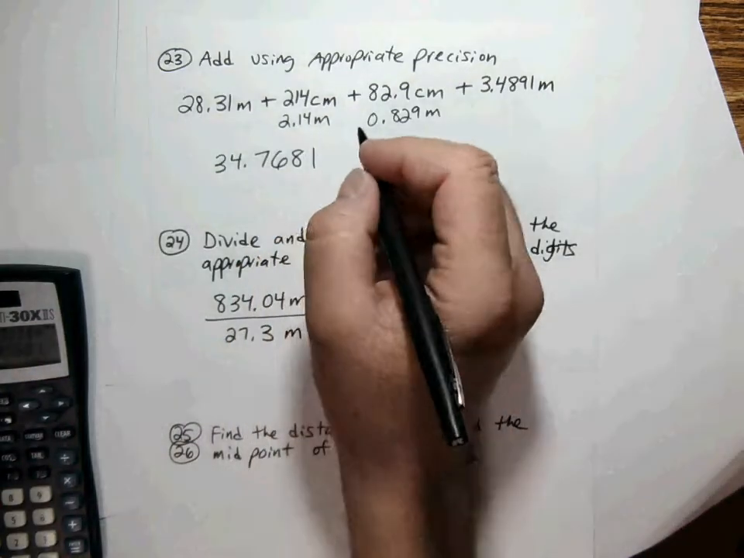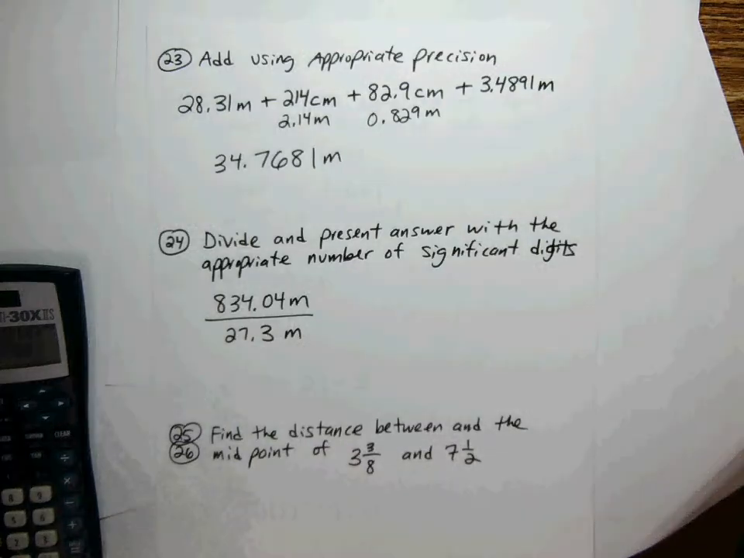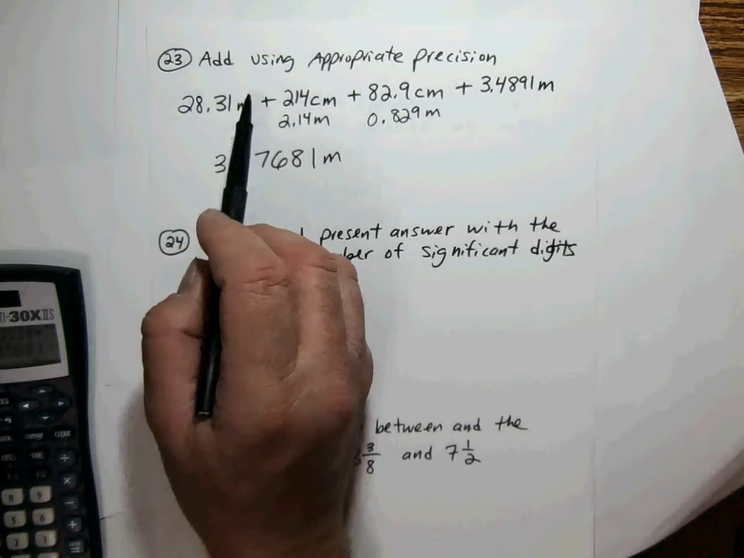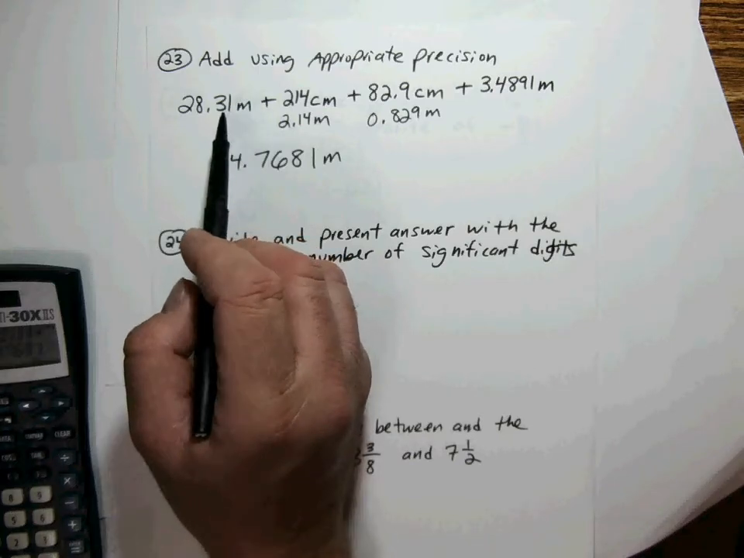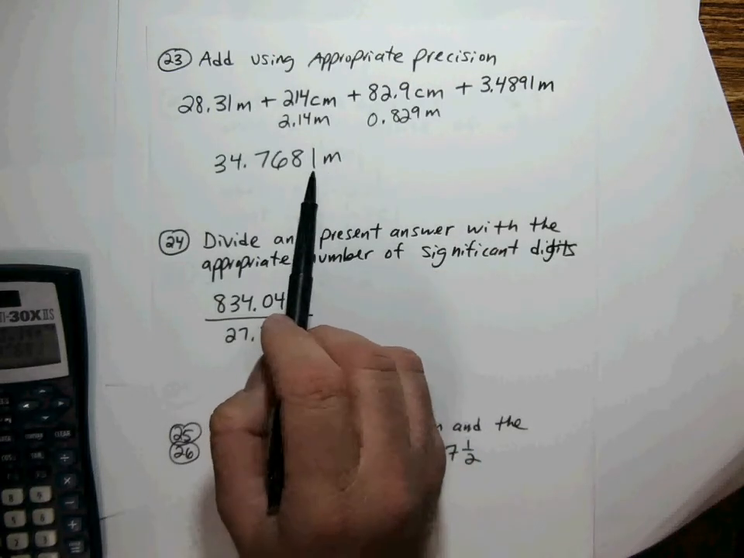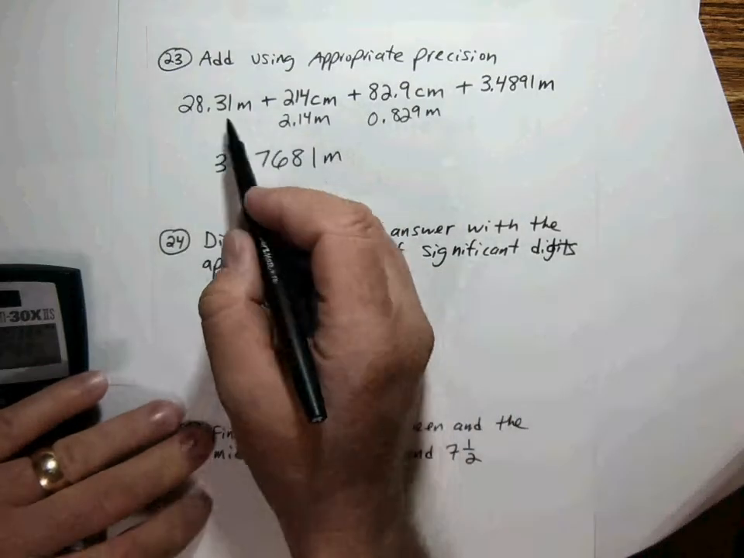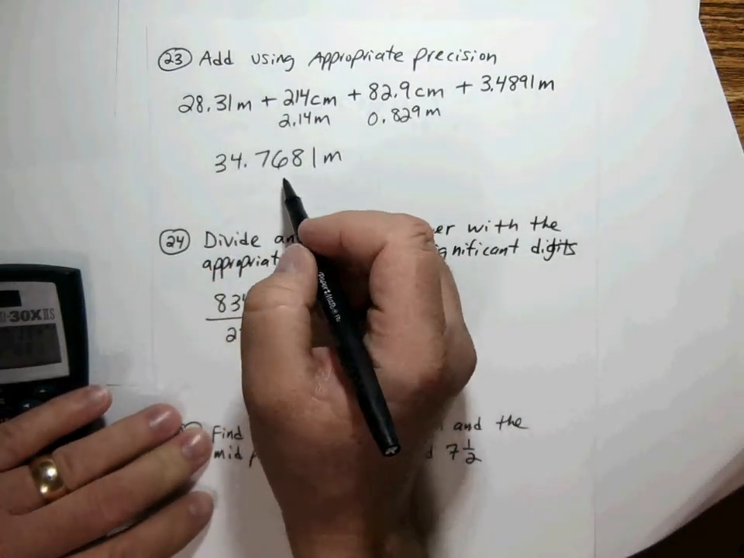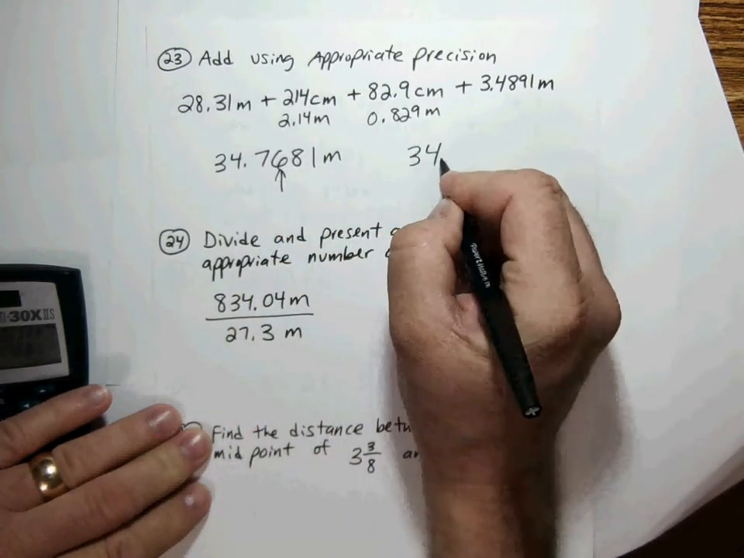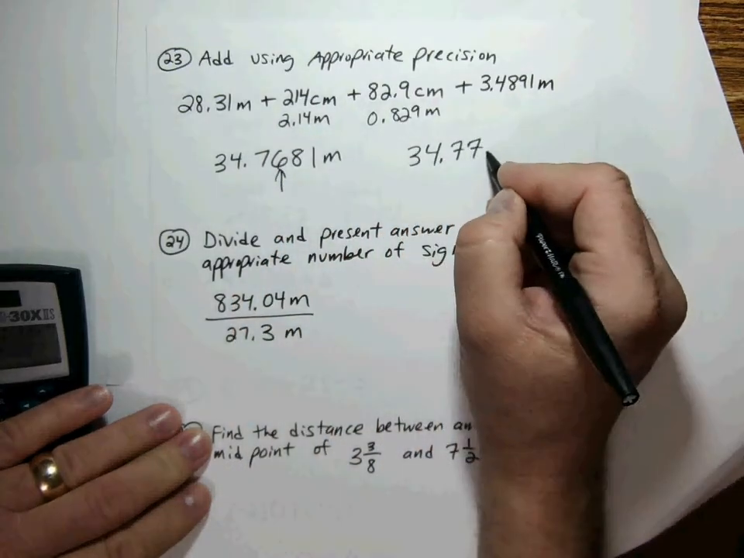Unit would be meters here. It's not correct to do that. This 28, I only know to the hundredths position. I don't know what numbers might have been over here that I rounded into 28.31. Same with the others. So I cannot carry this level of precision in my answer. The most I can carry is to the hundredths position, so I'm going to round it right here, so it's going to be 34.77 meters.